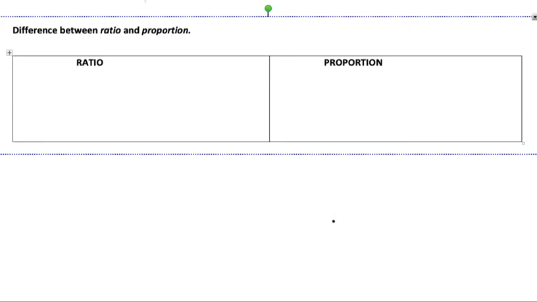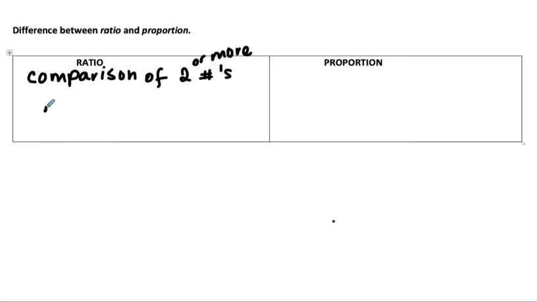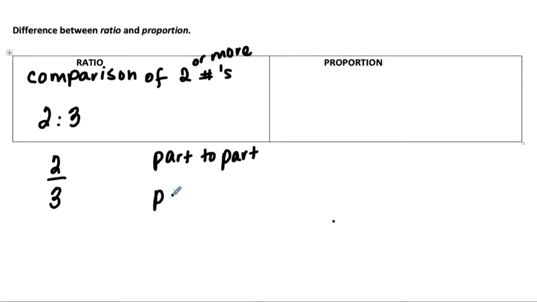We were working in class on talking about what a ratio was. And let's just remember that a ratio is a comparison of two or more numbers, okay? We could write it as 2 to 3, we could write it as 2 over 3. And remember when we're talking about ratios that we can have a part-to-part relationship. We can also have a part-to-whole relationship. Now, there's other relationships, but those are the ones that we've been working with a lot.